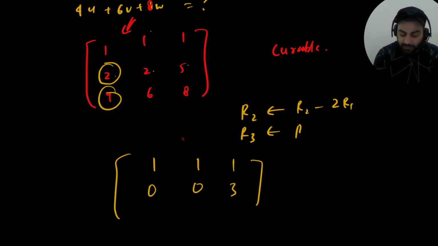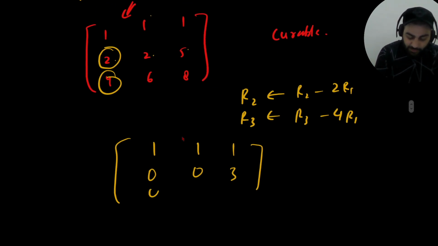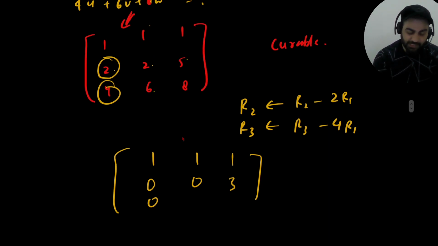So we'll write R3 minus 4 times R1. We'll again do the similar thing. So this will become 0. Now we have 6 minus 4, that's 2. And we have 8 minus 4, that's 4. This is what will happen to the equation.